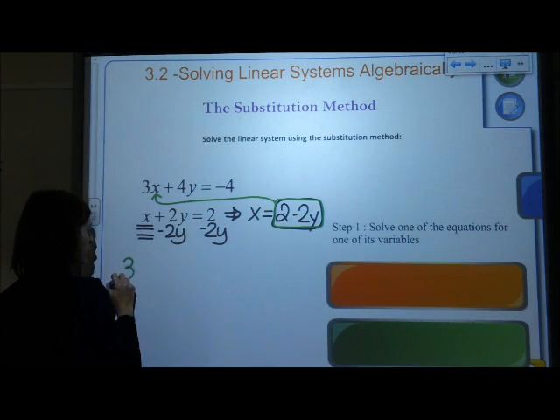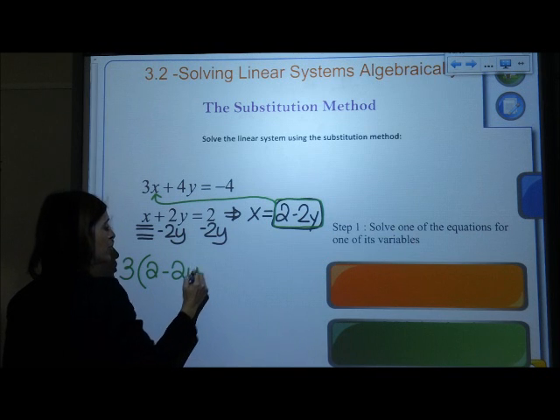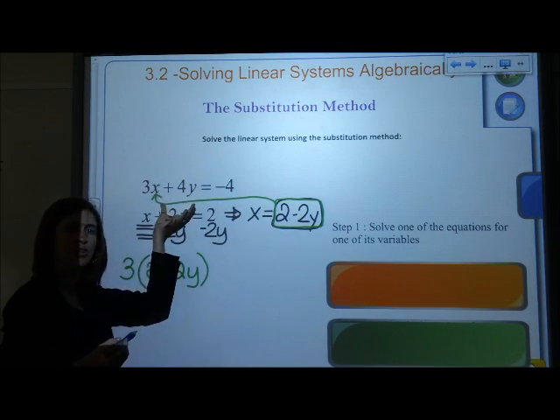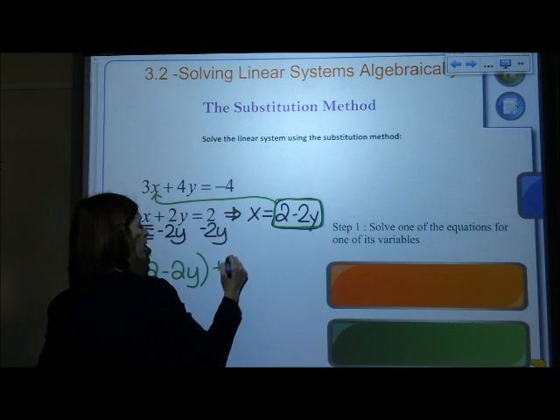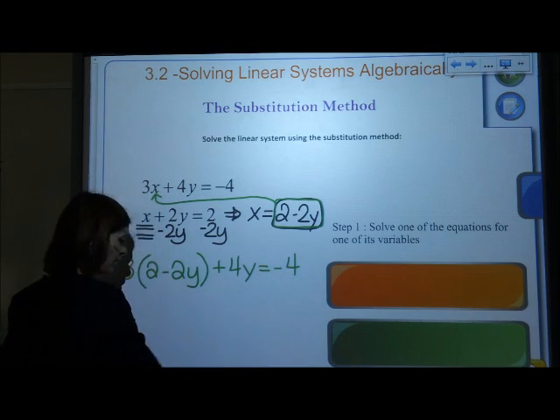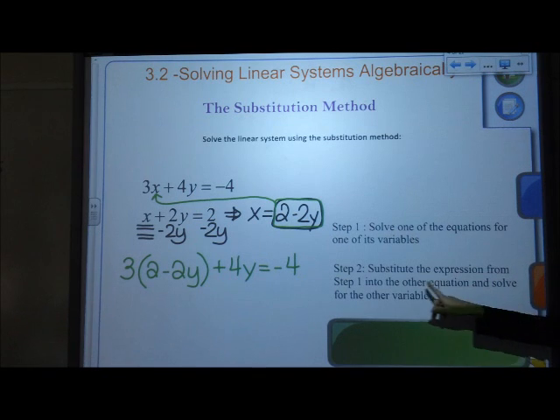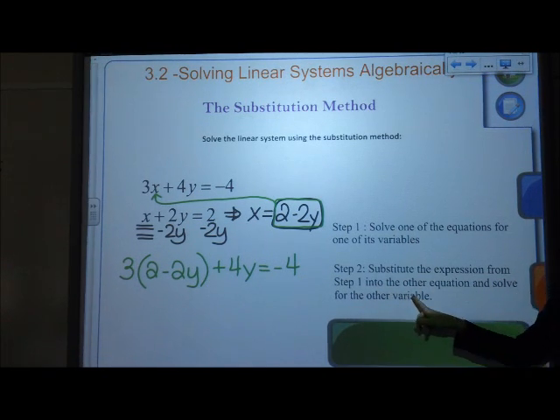So now my new equation would be 3 times (2 minus 2y). Notice I put it in parentheses. Anytime you plug something into another equation, we want to put it in parentheses. Plus 4y equals negative 4. All right, so we are going to substitute the expression from step 1 into the other equation and solve for the variable.